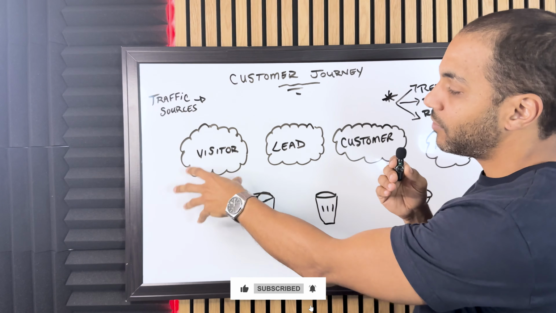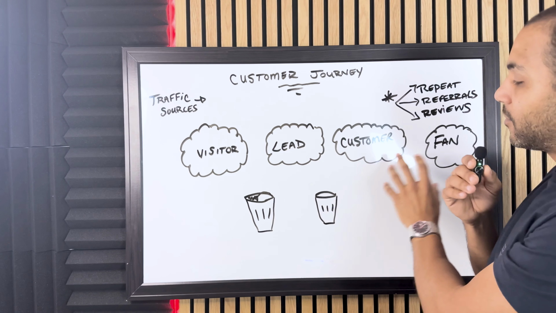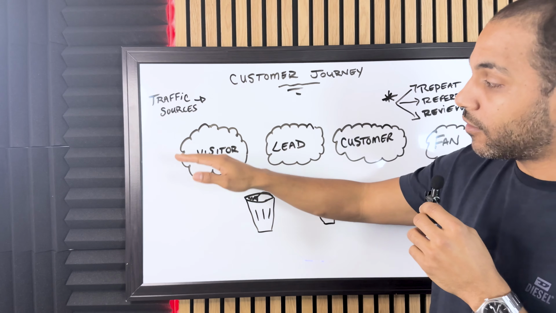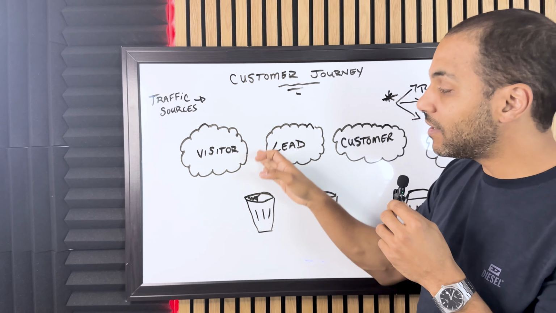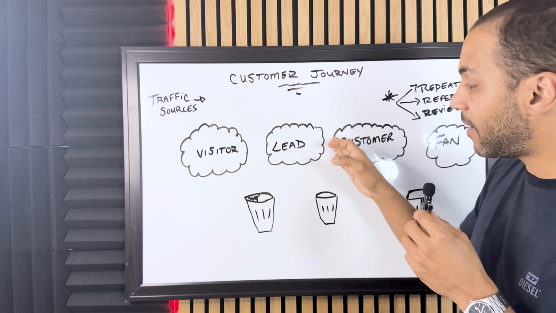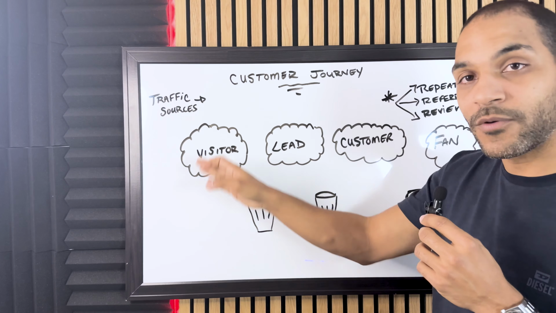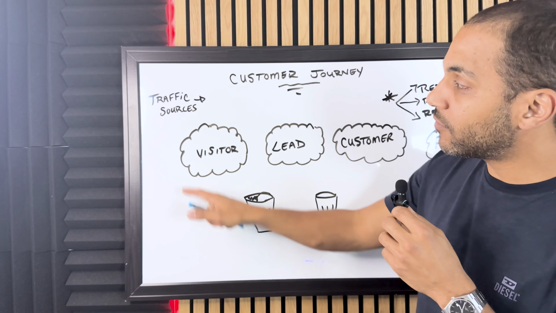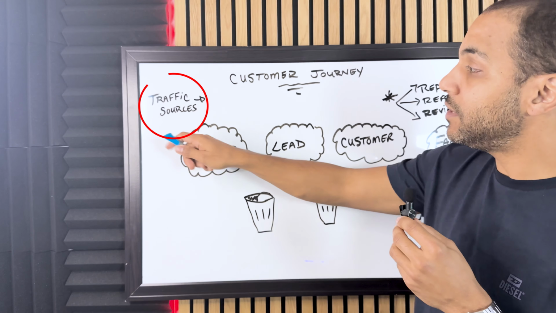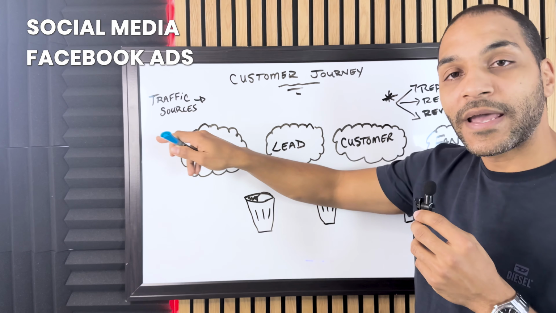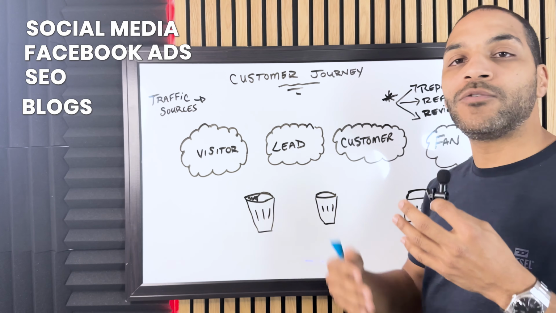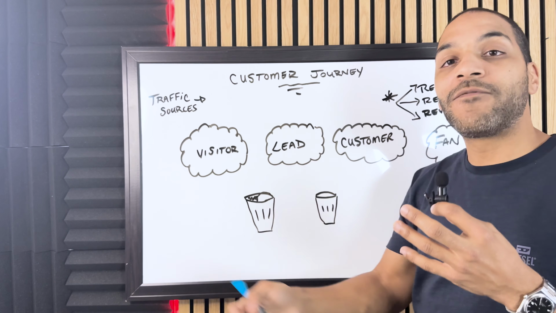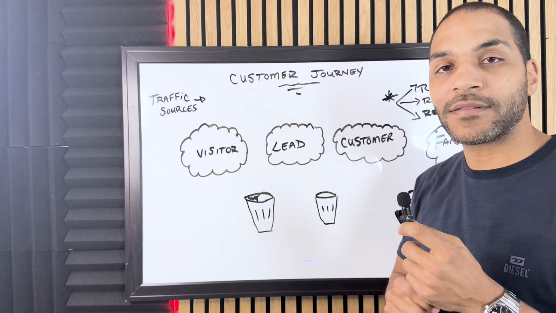As you can see here, we have visitor, lead, customer, fan. We want to bring our traffic through each one. We want to make sure that we minimize the amount of drop-off that's happening between each step of the way. Now, oftentimes what happens, we have our traffic sources here. This can be your social media. It could be your Facebook ads. It could be any paid SEO, blogs, anywhere that you get leads from that you're paying for, most likely your website, things of that nature.